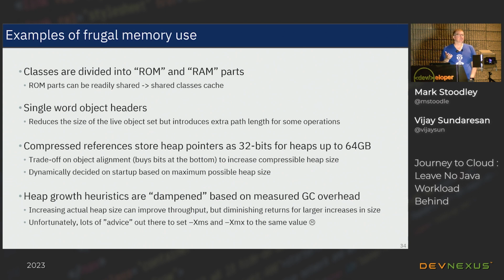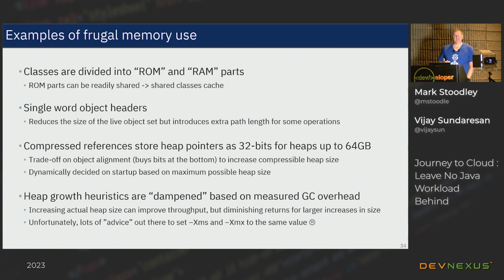Finally, the heap growth heuristics that OpenJ9 uses are very dampened, based on how much overhead the GC is incurring. The idea here is that usually one says if you want to increase throughput, you make your heap as large as you can. But there's a trade-off there. You don't need to go all the way up to as big as you can, because you'll get diminishing returns as you make the heap size larger. So J9 tries to only slowly creep up the size of the heap until it gets to an acceptable level of GC overhead. That way we can provide throughput without necessarily consuming all the memory that we would otherwise.